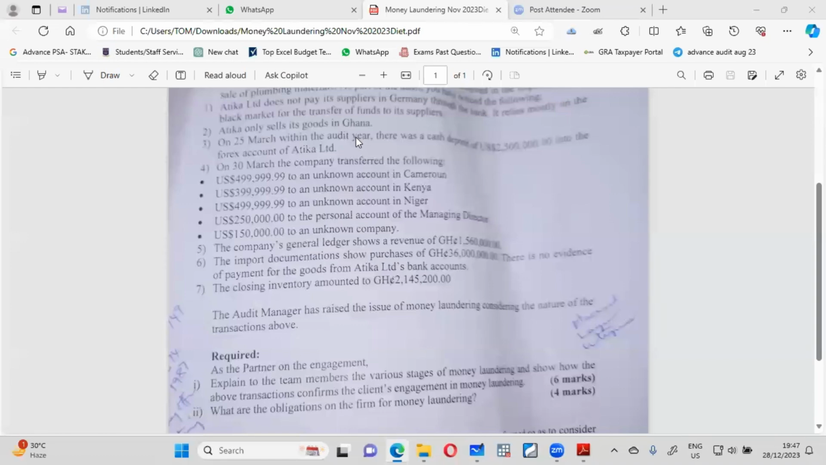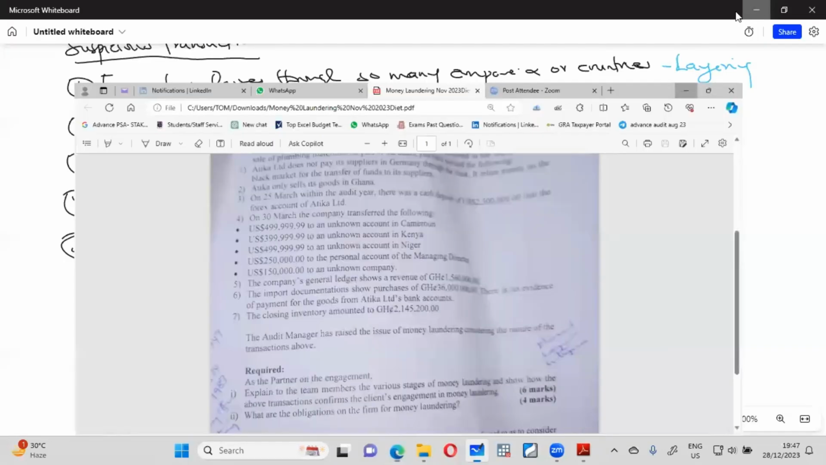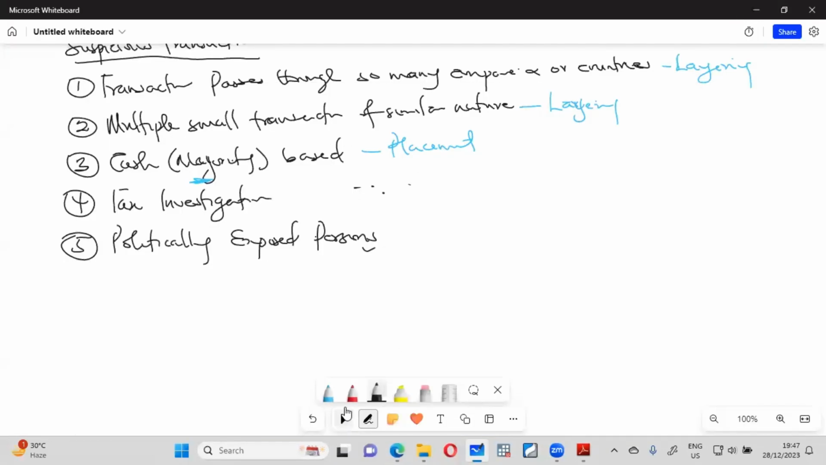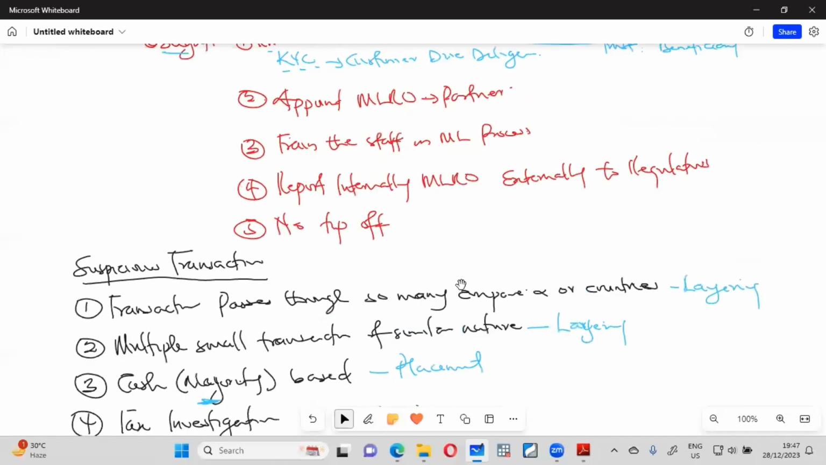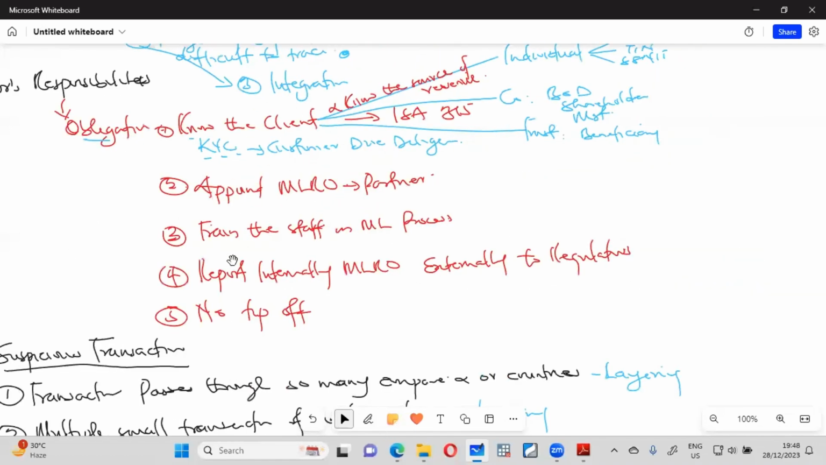I was saying that they shouldn't give any tip off to the client. Okay. Yeah, I think those are things we have discussed, so those shouldn't be a problem. All right. So you are saying these things, and then you explain them and link them to the case, and that is 4 marks free of charge. So you can pass. All right, so that is that. Please, any question, because I'm done with money laundering.